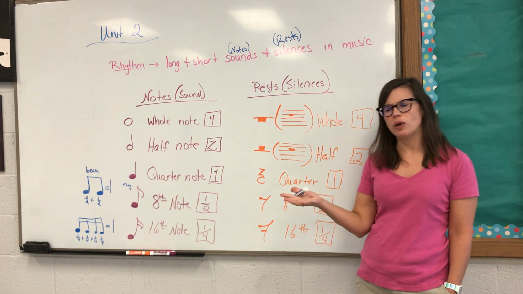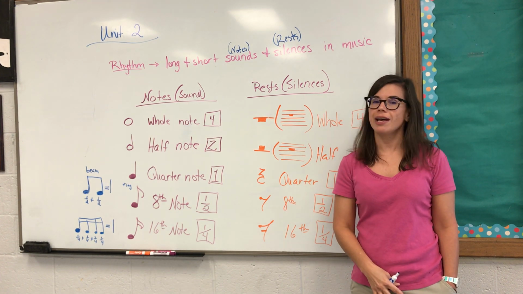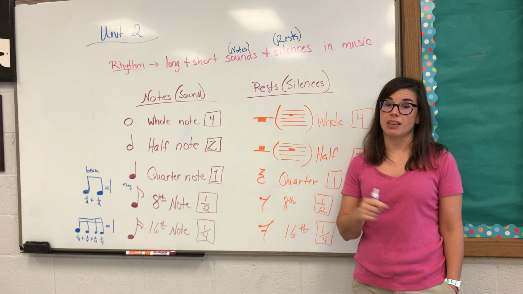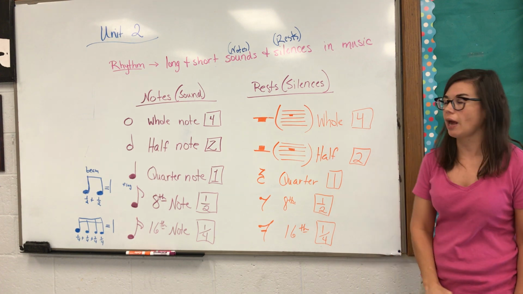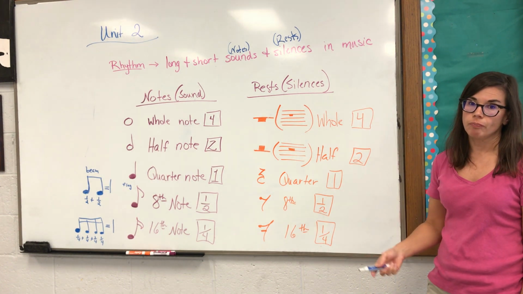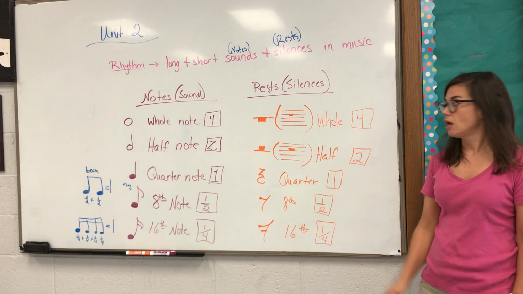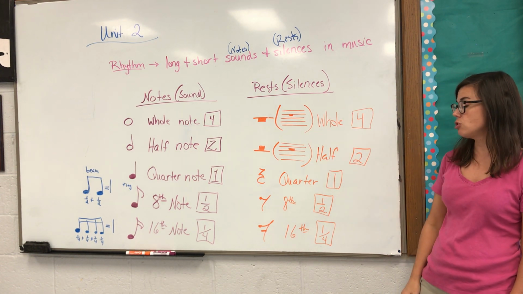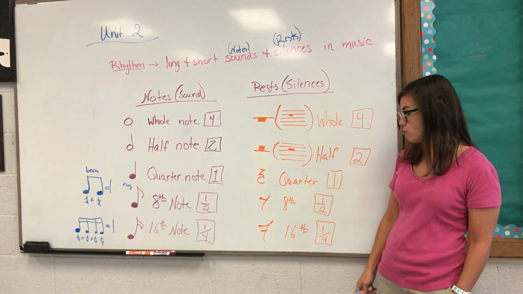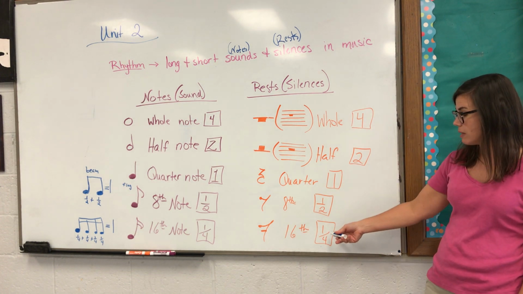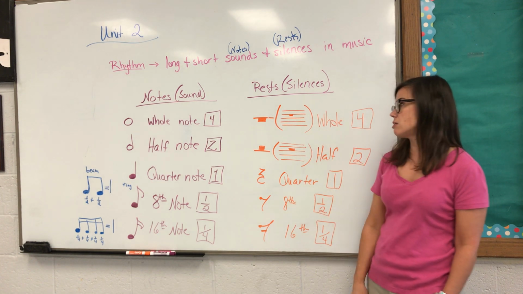Some people, when I ask the question, how much is this rest worth? Someone will say 0. Rests are worth something. They do have value. They have the same value as their note equivalent, okay? So they're never 0. So if you see a whole rest, that means you're going to be silent for 4 beats. If you see a half rest, you're going to be silent for 2. A quarter rest, silent for 1. An eighth rest, silent for a half of a beat. And a 16th rest, you're going to be silent for a quarter of a beat. Okay? So rests show us silence.